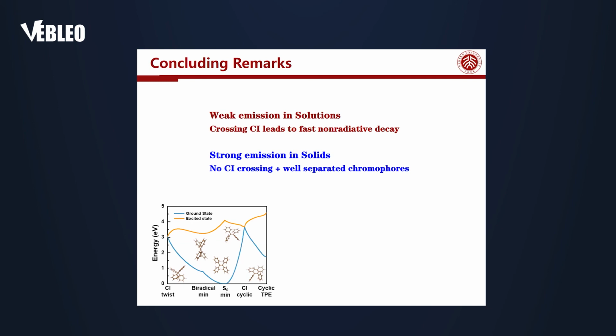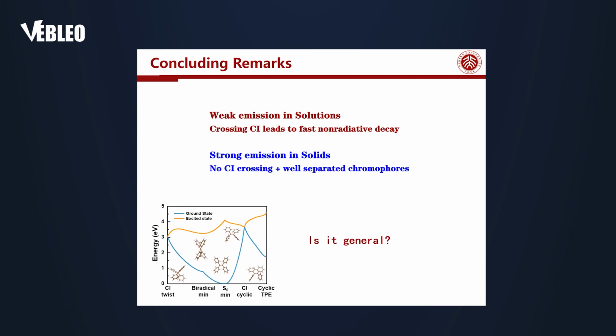Well, in the solid, the molecule cannot cross such a conical intersection because of the environment constraint. In addition, the bulky side groups keep two adjacent molecules well separated, so that the molecule in the solid can fluoresce intensely. And these two factors combine together to make the AIE phenomenon occur.